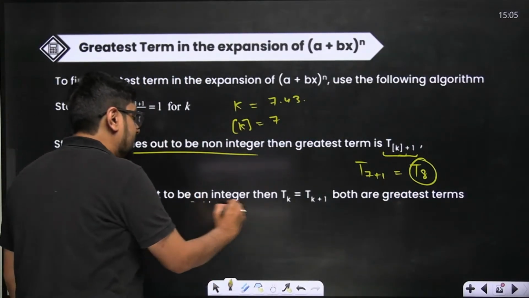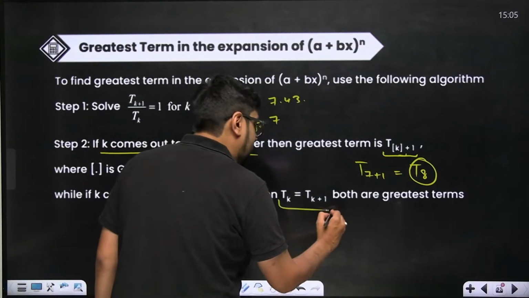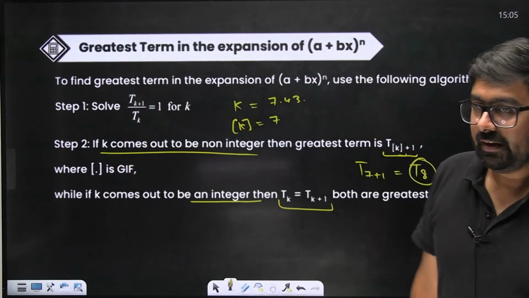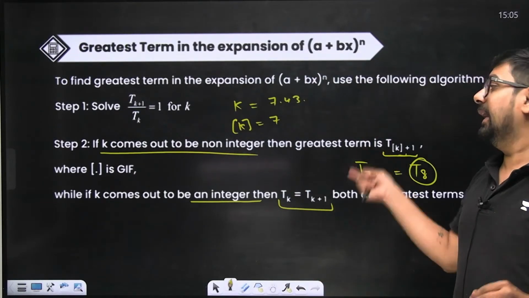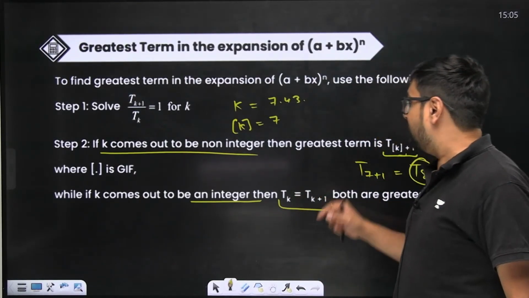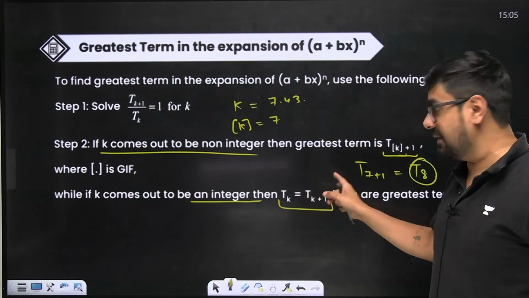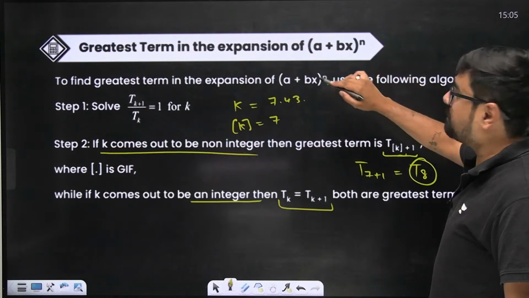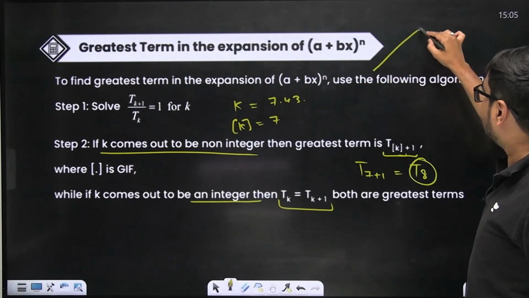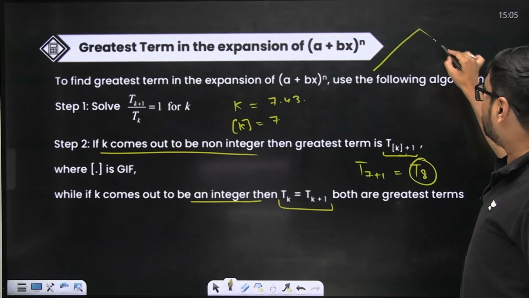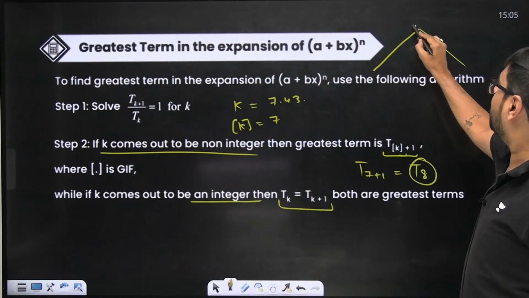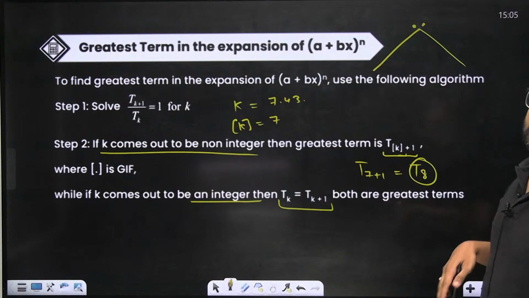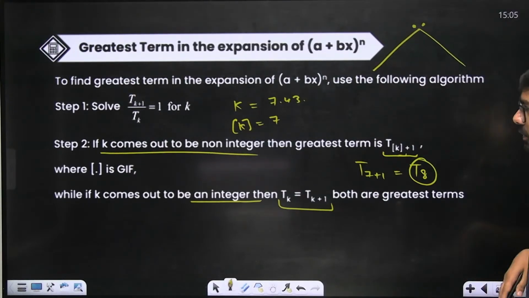If k is an integer, then both tk and tk plus 1 will be the greatest terms. Suppose k came out to be 7, then t7 and t8 both will be the greatest terms. What happens is that in the binomial expansion the terms first increase, then they decrease. So there can be one greatest value, or at most two values that are the same, and then the terms start decreasing. This is how it happens.